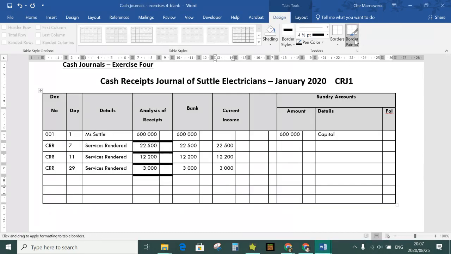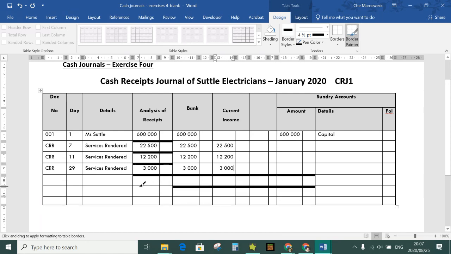So we get out our ruler and we're going to add up from bank all the way to sundry. Notice when I'm totaling, there is no line over here. That line is only recorded at the end of each day when I'm adding up all the money that I received and depositing it into my bank account. I'm only going to total bank, so there's a line above, a line below. Current income, line above, line below, and sundry, line above, line below.